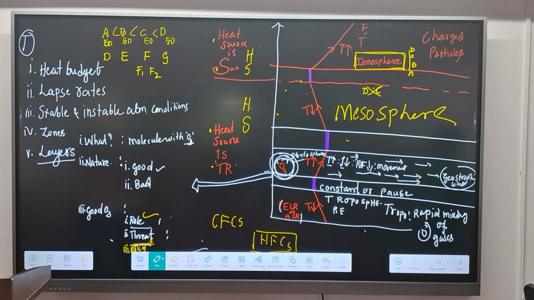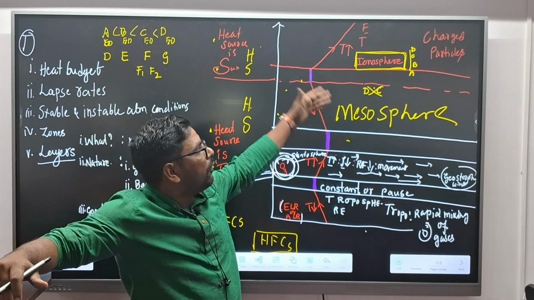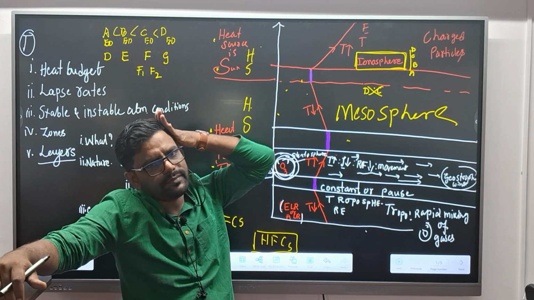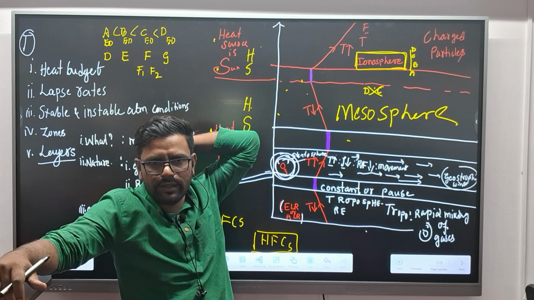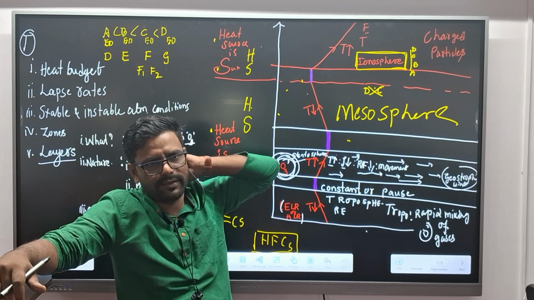Yeah. And after that we have the thermosphere and exosphere. Exo means we can say directly it is the outer layer or last layer, right? And this much only you need to know.